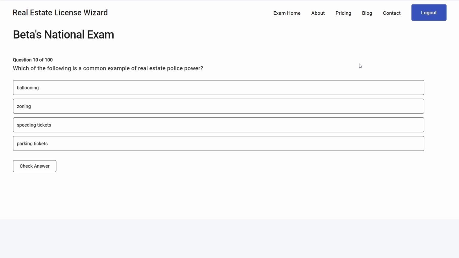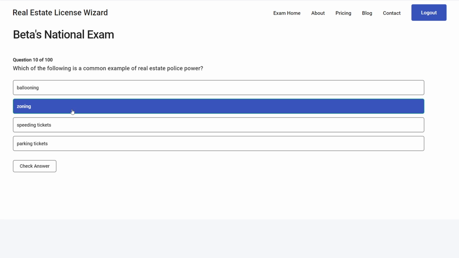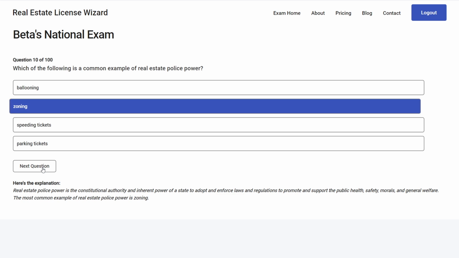Alrighty, hopefully you guys came up with an answer there. So the correct answer is zoning. Yes, it's actually one of the most common forms of police power. Actually, it is probably the most common, and it is the constitutional authority, the inherent power of a state to adopt and enforce laws and regulations to promote and support public health, safety, morals, and general welfare. That is police power, and of course there are many examples of police power, but the most common is zoning.